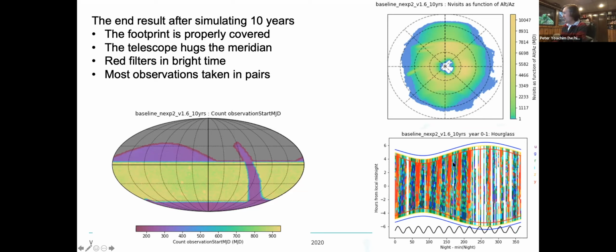And then in the lower right here, I'm color coding time based on what filter is loaded in the telescope. These white bands are weather downtime and scheduled downtime. And this dark line at the bottom is phase of the moon. And so you can see when the moon gets full, we go to the redder Z and Y filters. And then when it's new moon, we're in the bluer filters. So everything is behaving pretty much as we expect.